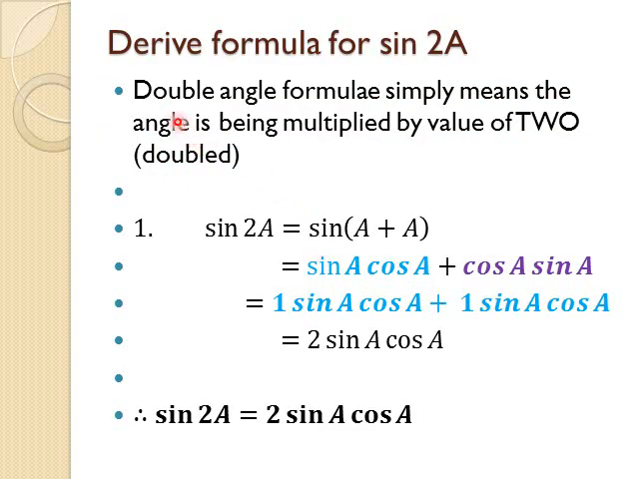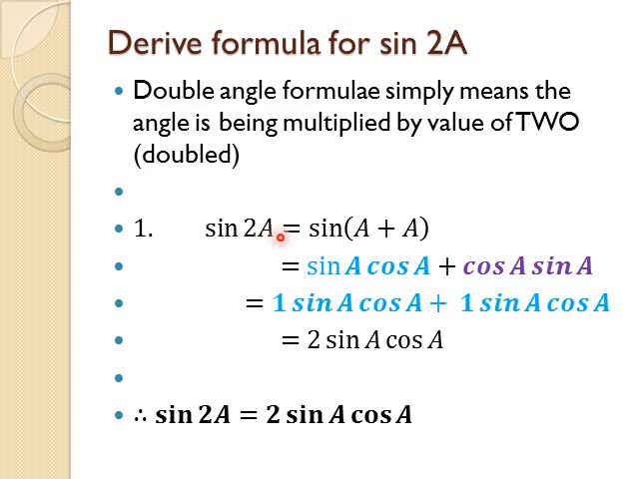Now, when we say double angle, we simply mean any angle that's multiplied by the value 2. So we have 2 times the angle, it's referred to as a double angle. So in this first problem, we're going to derive the formula for sine 2a, or double angle of a.